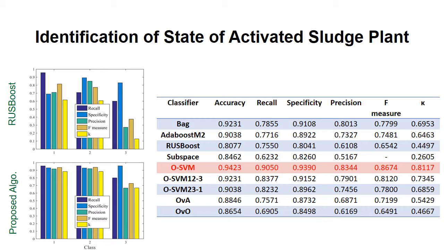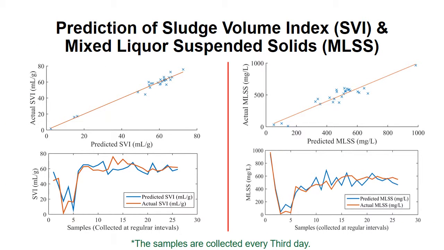We use machine learning based classifiers for identification of state. We also proposed our support vector machine based classifier, which showed better performance compared to others. We use 6 performance metrics to deal with imbalanced data. We use predictive models for SVI and MLSS. We achieved adjusted correlation of 0.951 for SVI and 0.884 for MLSS.